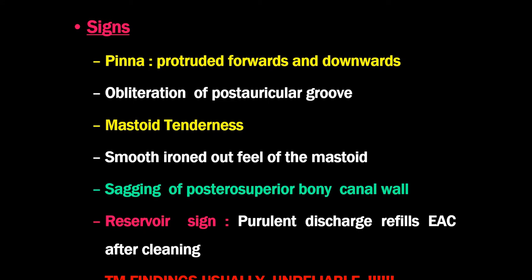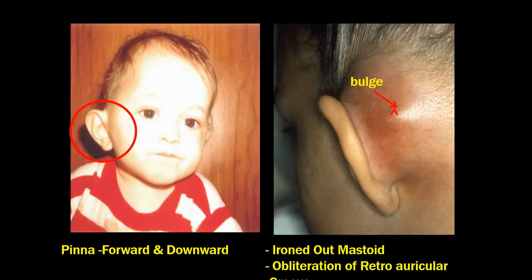The reservoir sign is seen when there is no obstruction to the outflow of secretions. You can see purulent discharge which refills the external canal after cleaning. TM findings are usually unreliable, so don't rely on tympanic membrane findings, because there will be either no perforation of the tympanic membrane, just simple bulging, or there might be perforation and pus comes out as the lighthouse sign, or there might be simply a perforation of the TM and the pus doesn't come out when there is aditus blockage.